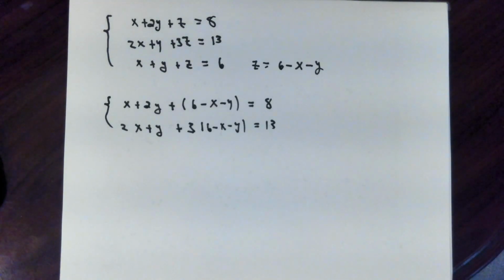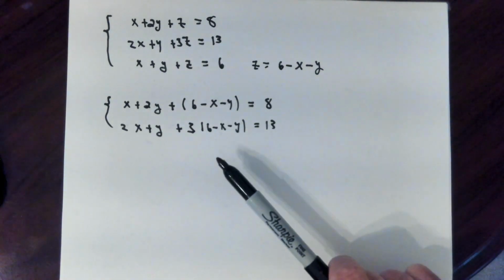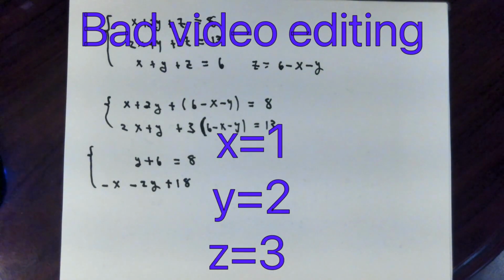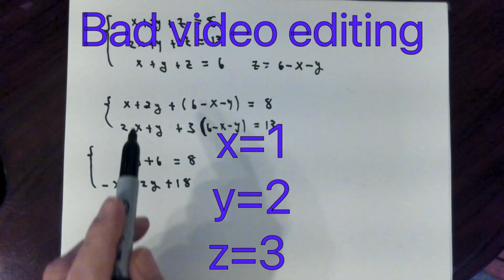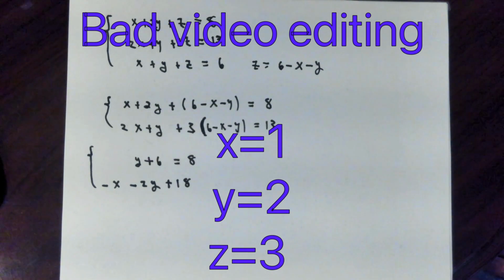I'll solve the last equation for z in terms of x and y, and then I'm going to write down the first two equations, but every place where variable z appears, I'll write in 6 minus x minus y. In this particular system, I've lucked out because in the new version of the first equation, I have x minus x, and the x's cancel out. All that remains is y plus 6 equals 8, so that's immediately going to tell me what the y is. So I got lucky on this one.